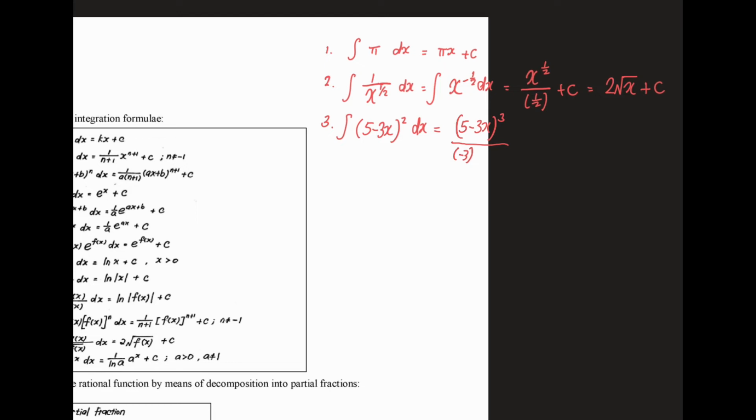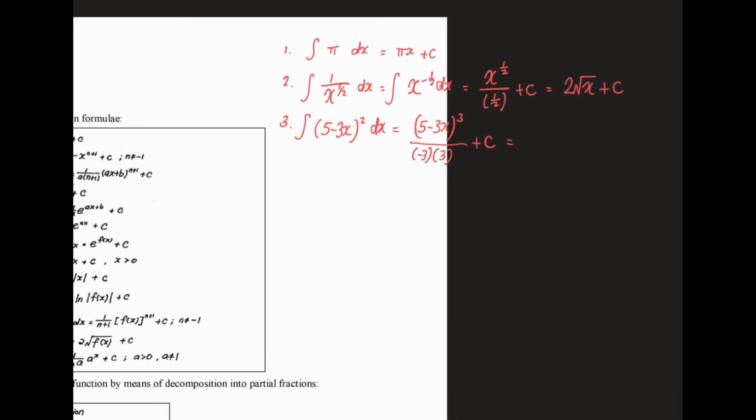So the coefficient of x, basically. Then the n plus 1 is 3, the new power, plus c. Then I simplify this, I will get negative (5 minus 3x) to the power of 3 over 9 plus c.